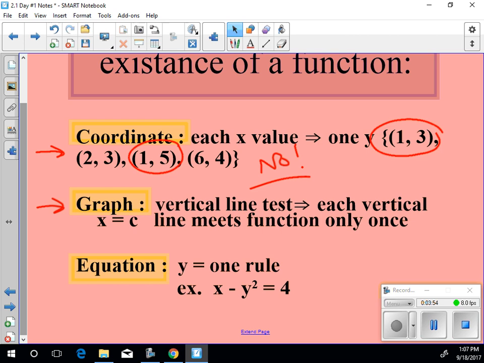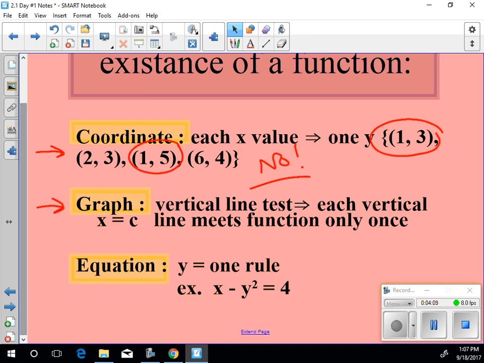In the second method, of course, looking at a graph, it's fairly simple to look at a graph and determine, does the vertical line test fail? There's many different ways I could try to trick you. We'll see those in a little bit.